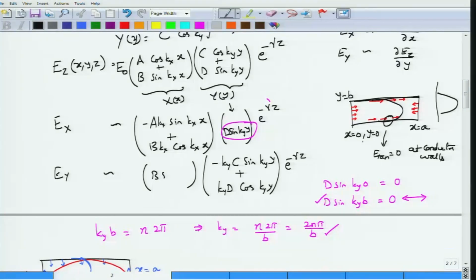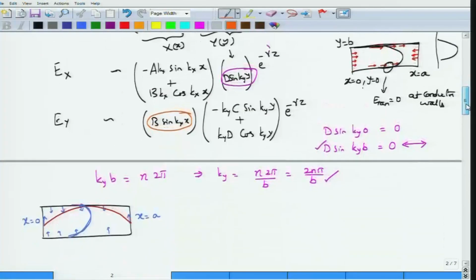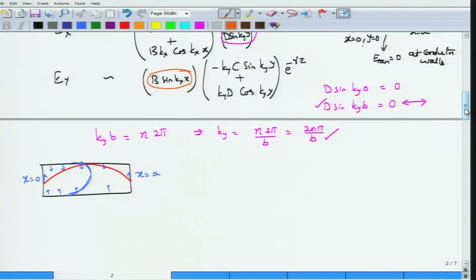For Ey, the only possible way that you will have that solution is when you have b sine kxx. Again, this component b sine kxx can be used to obtain what kx is. When you put x equal to 0, you don't get anything, because b sine kx into 0 is equal to 0, won't give you any help. However, when b sine kx a is equal to 0, this equation has a solution, because kx will now be equal to 2m pi by a.